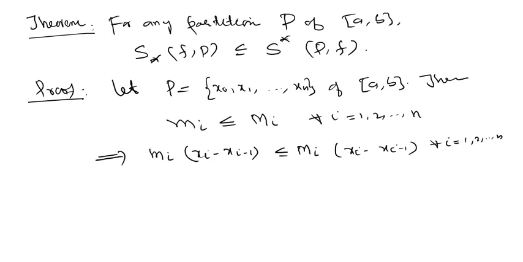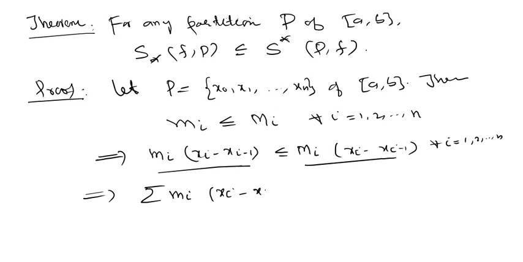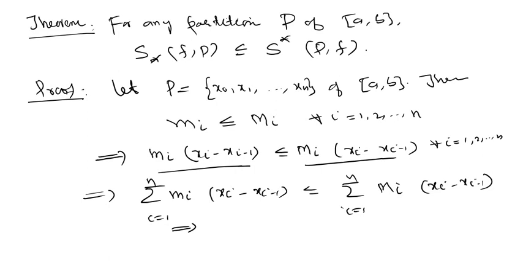So adding these, you will see that the summation of mi (xi minus xi minus 1), i runs from 1 to n, is less than or equal to the summation, i runs from 1 to n, of capital Mi (xi minus xi minus 1). But this one is the lower sum, S lower star (f, P), less than or equal to S upper star (f, P). Okay.